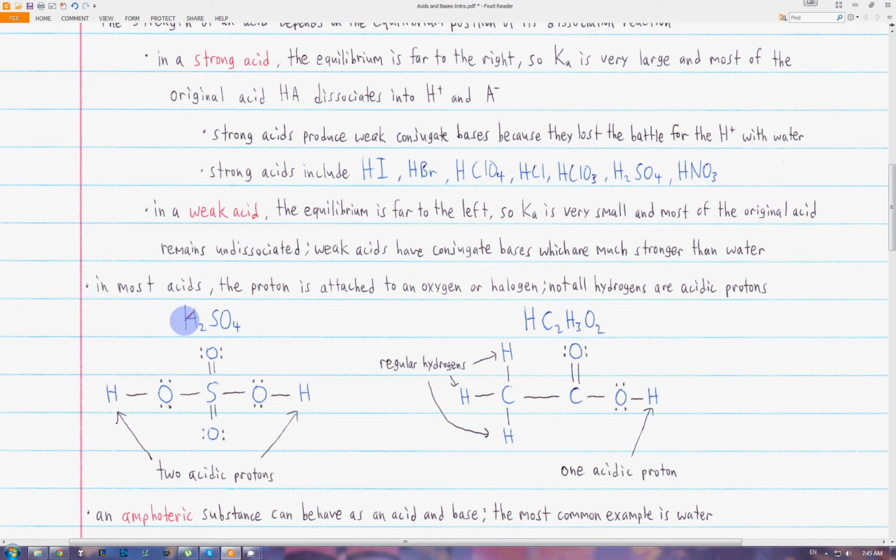So for example, in sulfuric acid, here is the Lewis structure. You can see that the two hydrogens are attached to an oxygen. So sulfuric acid actually does have two acidic protons. It can donate two protons. And we'll talk more about acids with more than one proton later. Whereas acetic acid, only one of the hydrogens is bonded to an oxygen. The other three are attached to this carbon. So acetic acid actually only has one acidic proton. It can only donate one proton. It won't donate these three hydrogens.